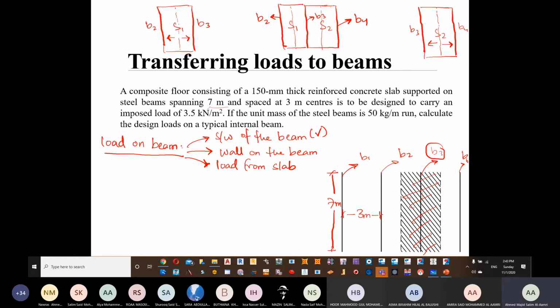Now, what about the wall load? Did they specify anything related to a wall? No. In this problem no walls have been mentioned, so it's going to be no. What about loads from slabs? Do we have slabs?